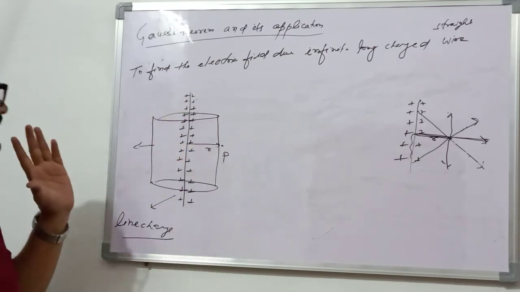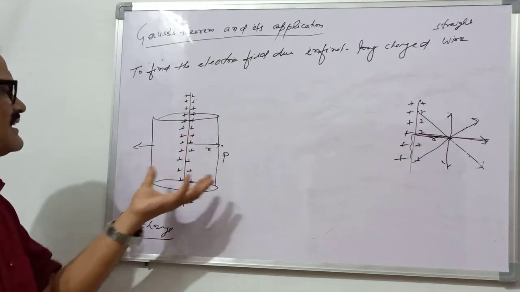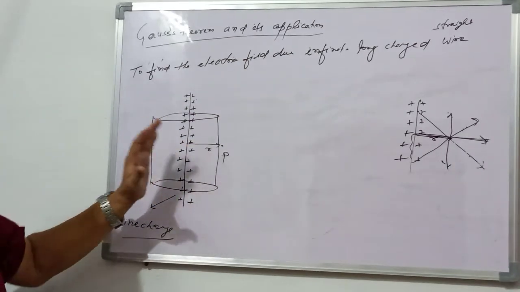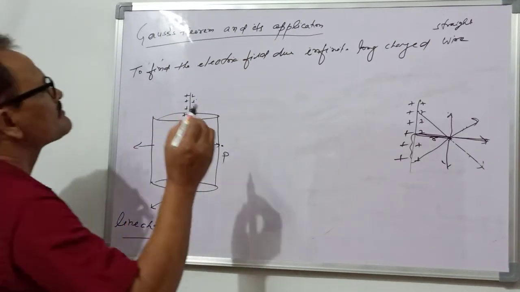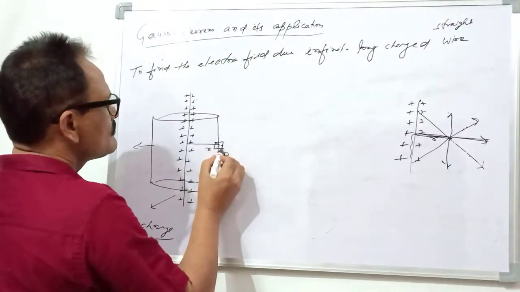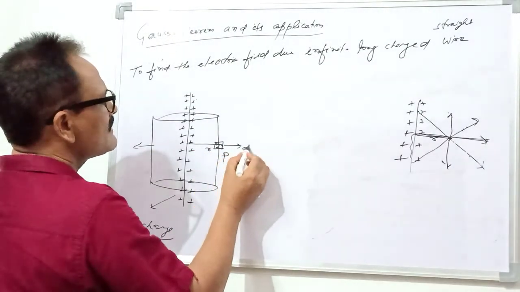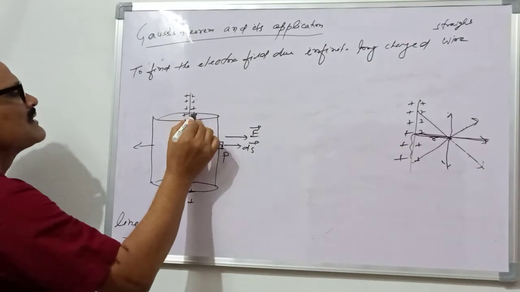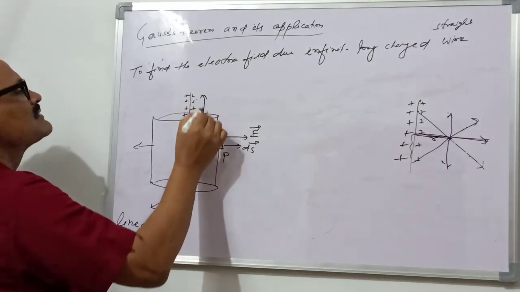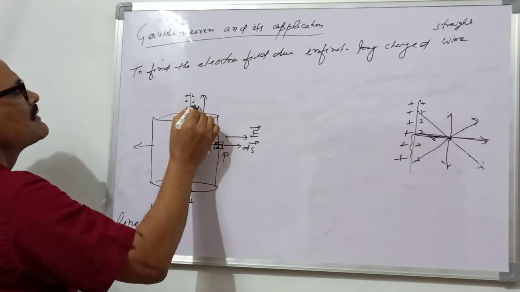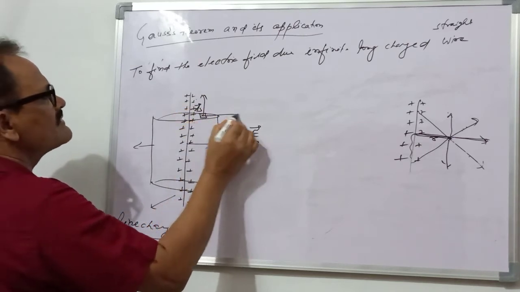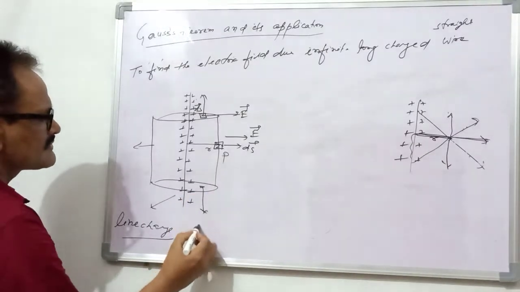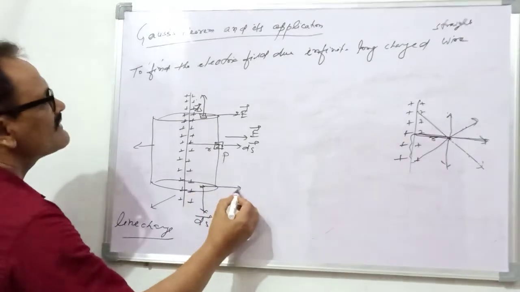So I am taking the Gaussian cylindrical surface, and this cylindrical surface has three faces. One is the curved surface and two are flat surfaces. For taking the small area vector, this is the area vector, and this is the direction of the electric field. For this surface, this is the area vector of this small area ds, and the direction of the electric field is this. Similarly, at this point, the small area vector is this, and the electric field is this.